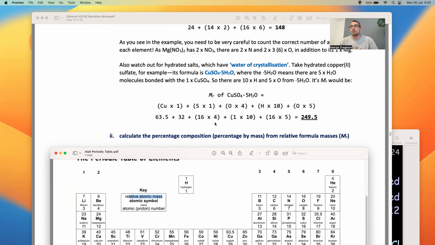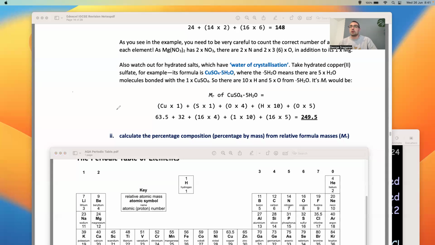So Cu is 63.5, which comes from here, plus 32, which is sulfur here, plus oxygen, which is 16 times 4. Where is it? 16 times 4. There it is. Okay, then I don't like the way they've done this. They've done 5 times 2 is 10 and 5 times 16. I prefer to just add the waters at the end.